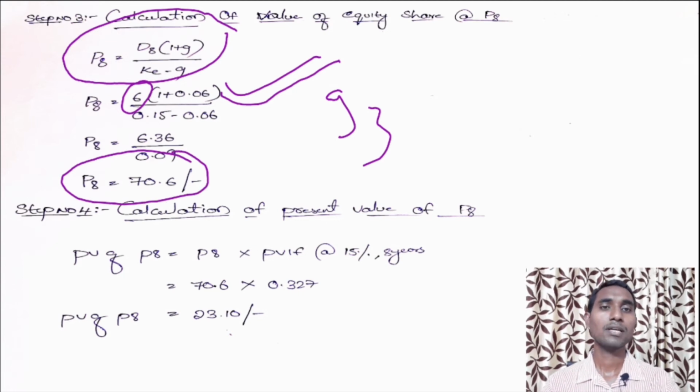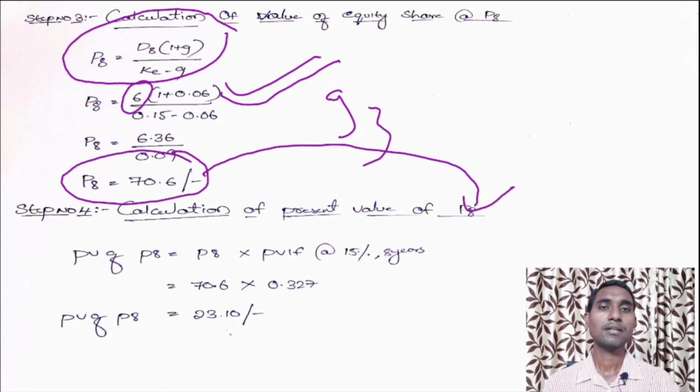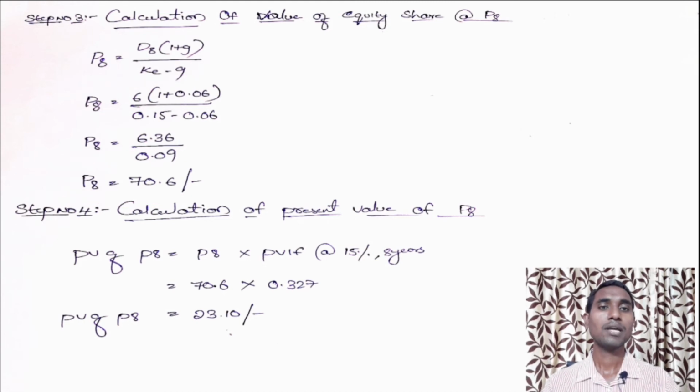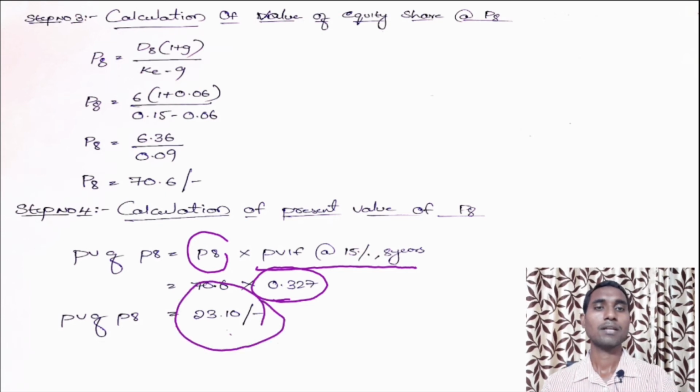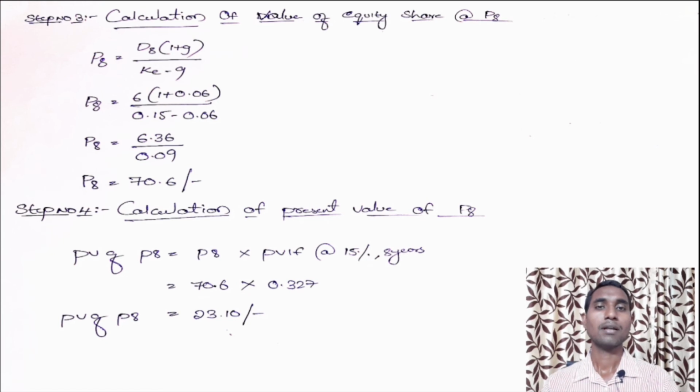Now step number 4 is calculation of PV of P8, that means the present value of P8. It's very simple. P8, whatever the value, 70.6, into PVIF table. By looking at the A3 table, 15%, 8th year, you need to get the table value. So the PVIF for 15%, 8th year is 0.327. If I multiply, I will get the present value of P8. So that is all about the fourth step.